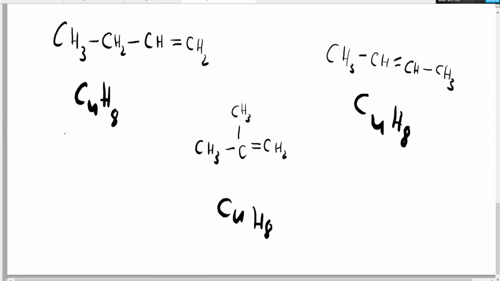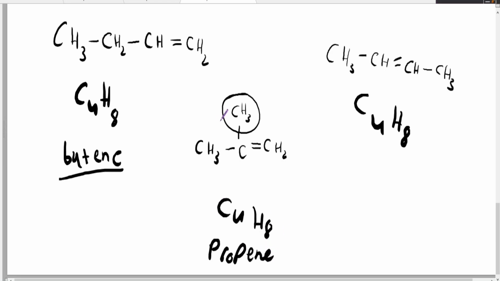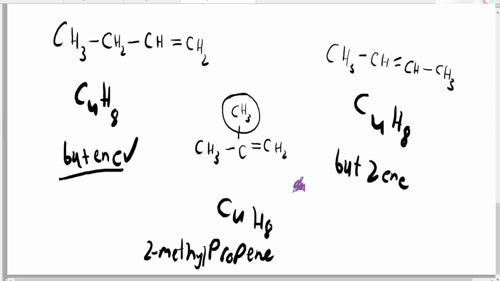Let's name this. This is easy, butene. This would be propene, right? But since it has a methyl group, this would be 2-methylpropene. Butene. So since all of these have different names, right? And they have the same molecular formulas, they are all isomers of each other.